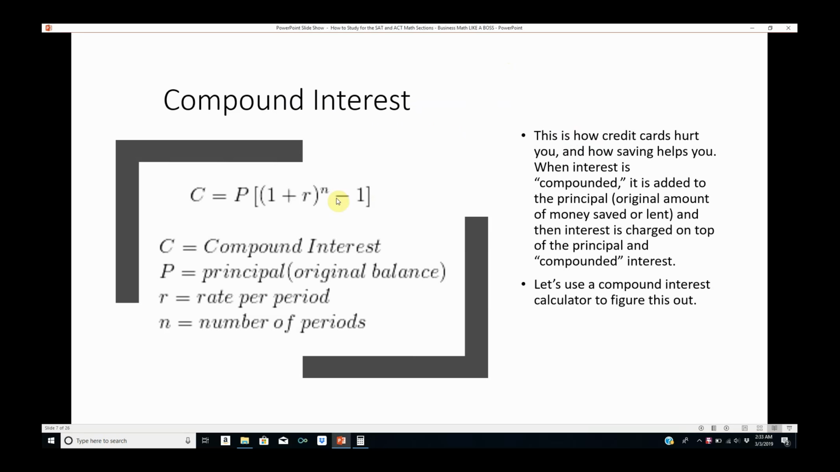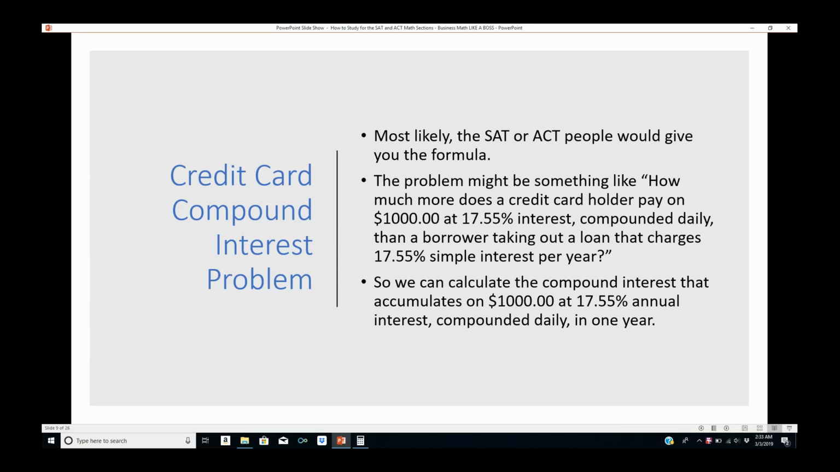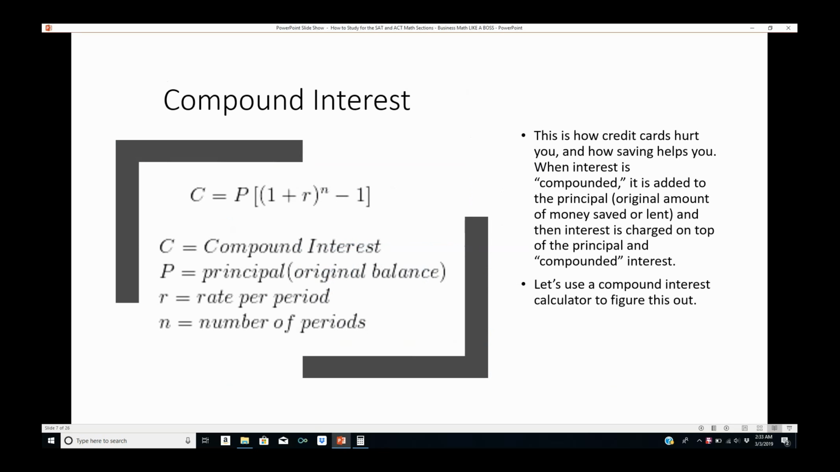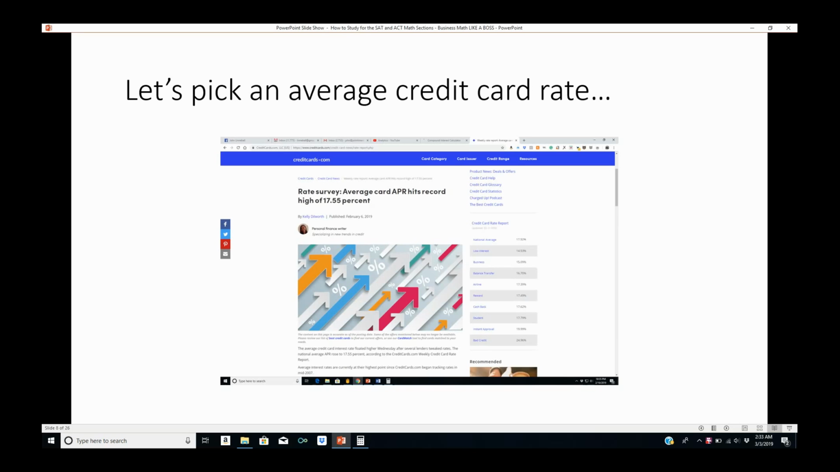First of all, the compound interest formula is C equals P, which is the principal, times 1 plus R, that's 1 plus the rate, to the nth power, which is the number of times that we're going to compound the interest, minus 1. So let's pick an average credit card rate. For example, the average credit card APR has hit a record high of 17.55%, so let's go with that.